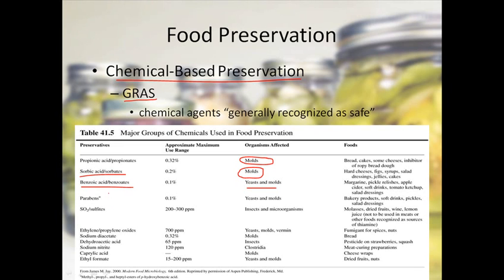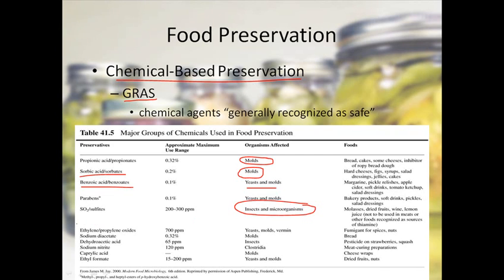Parabens or benzoic acids can be used for different fruits, for example, to prevent yeast contamination, because yeast generally contaminates different fruits. In this case, you can prevent this for pickle, apple cider, soft drinks, tomato ketchup, and all these things. And we can use sulfur dioxide, which is really dangerous for preventing all.